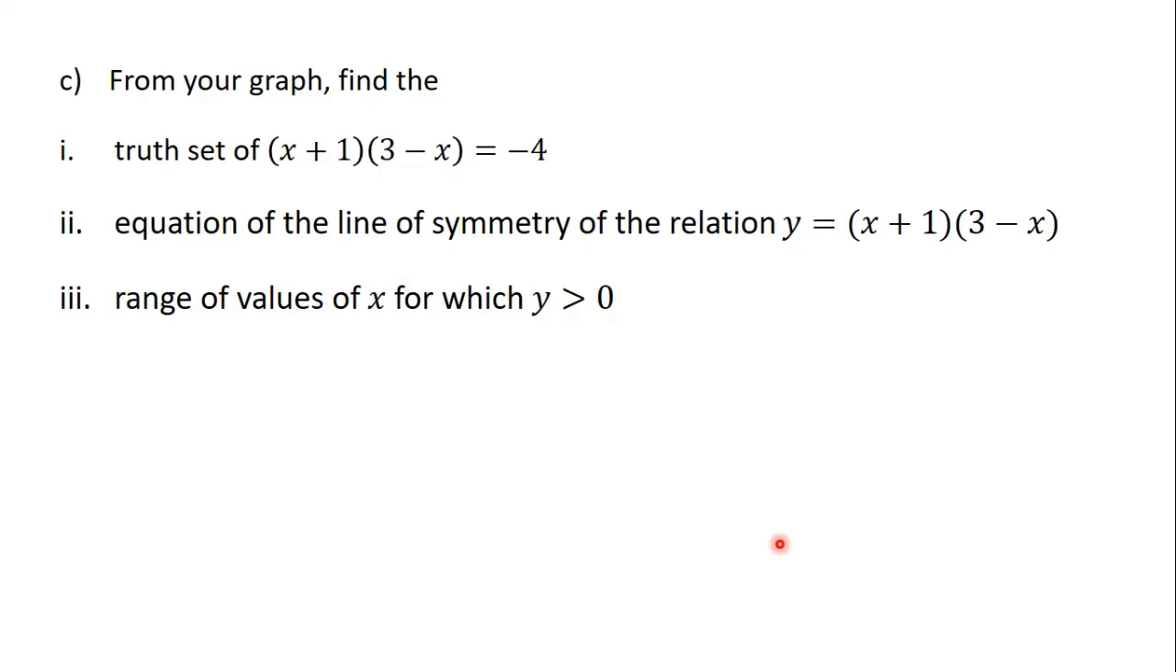The C part of the question says that we should use the graph that we have drawn to find: i, the truth set of the equation x plus 1 times 3 minus x is equal to minus 4; ii, the equation of the line of symmetry of the relation y is equal to x plus 1 times 3 minus x; and iii, the range of values of x for which y is greater than 0. We are going to do this in the next video. So see you in the next video.